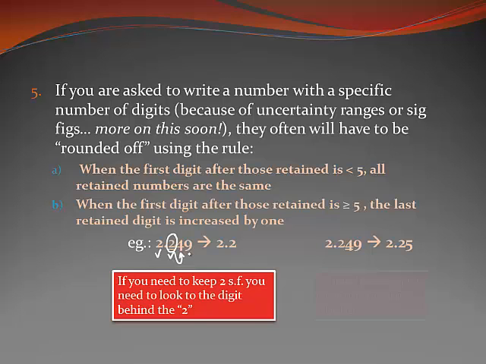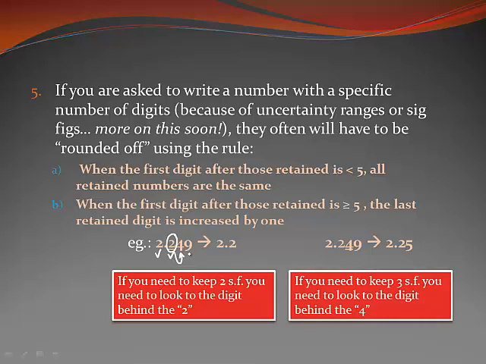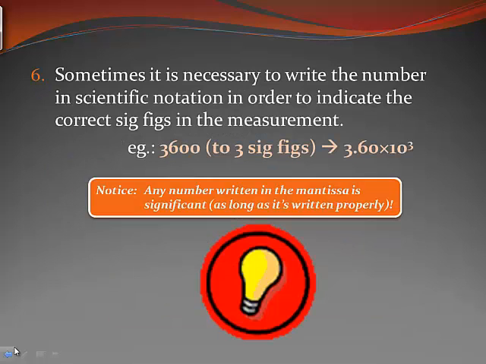Now on the flip side, if you're asked to keep three significant figures, again, work with me on the assumption for right now as to why you would want to do that. We'll want to keep the 2 and the 2 and the 4's position. We have to look at the number directly behind the 4, in other words the 9, which is obviously greater than 5, which means that our 4 rounds up to a 5.